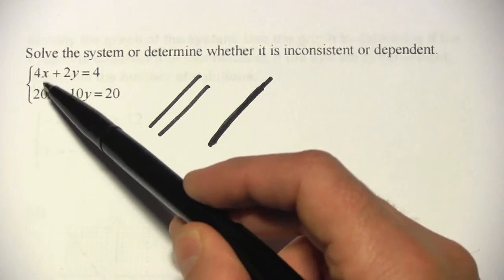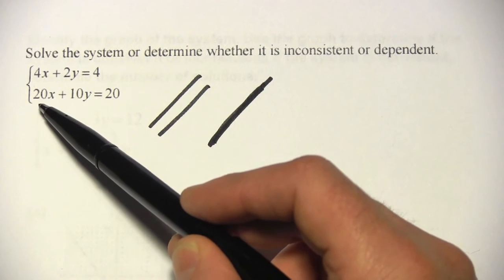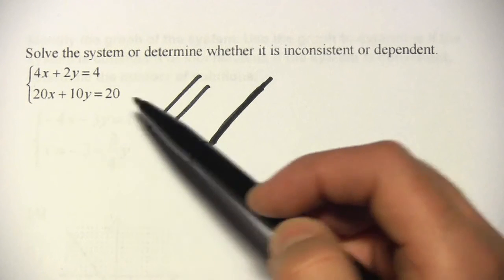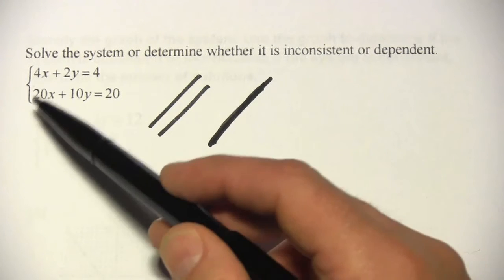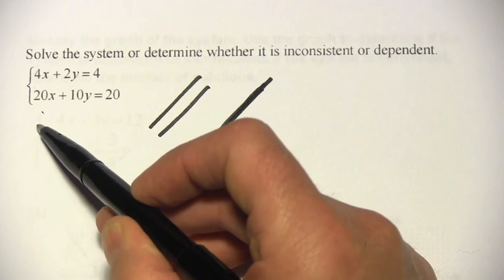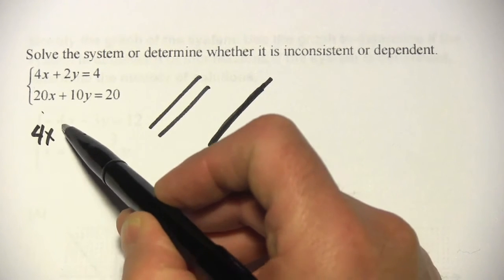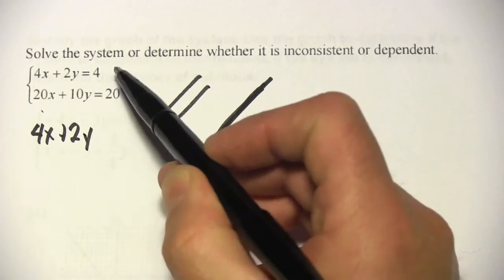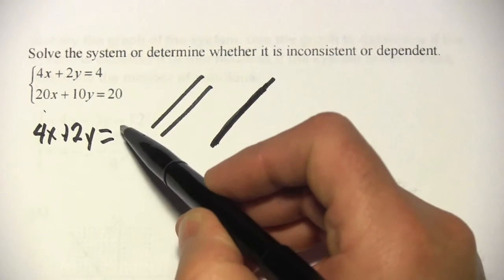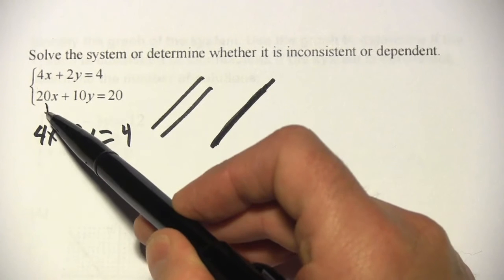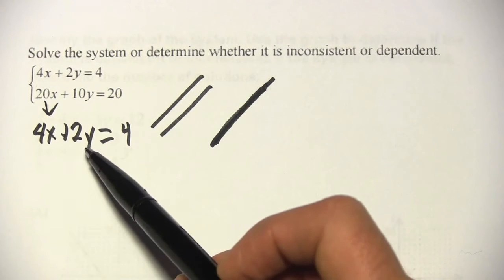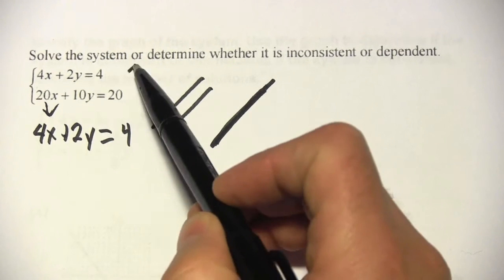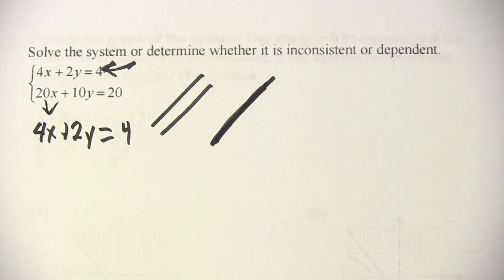I'm seeing that if I divided the bottom equation by 5, every term by 5, I would get, well, 20 divided by 5, so that would be 4x. 10 divided by 5 would be 2y, and 20 divided by 5 over here would be 4. So this equation simplifies to 4x plus 2y equals 4, which is exactly that equation. So I know, without going any further than that, that this is a dependent system.